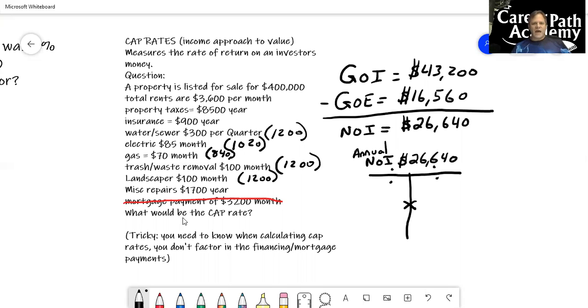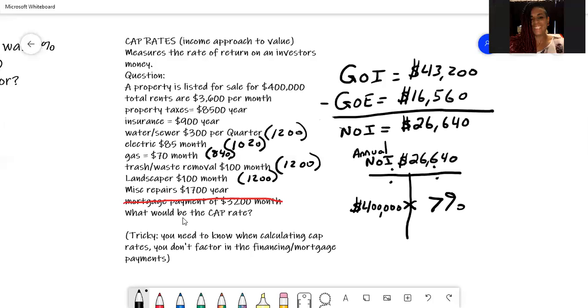Now, we know the property value is $400,000, so we could just stick that number right here. $400,000 is the big number. So, 26,640 divided by 400,000 gives us, well, we round it to 7%. Because my calculator rounded it. If it came out to a different number, I don't know. My calculator rounded it. All right. So that's the answer, and that's not a bad return.